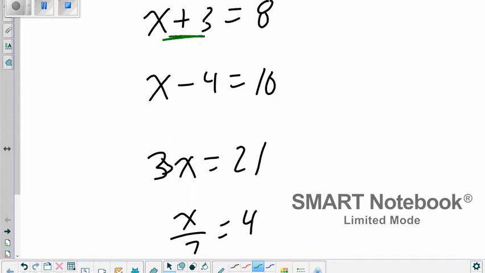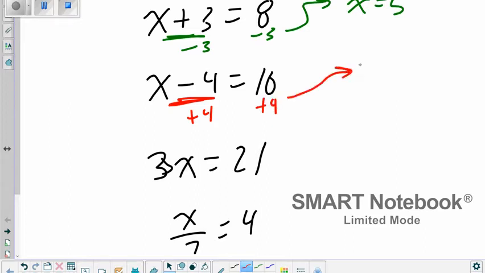So these are being added together. So to undo addition, we do subtraction, and that would yield us to the answer 8 minus 3 is just 5. This next one, this is a subtraction problem, so the opposite of that would be addition. So we would come up with an answer of x equals 14.